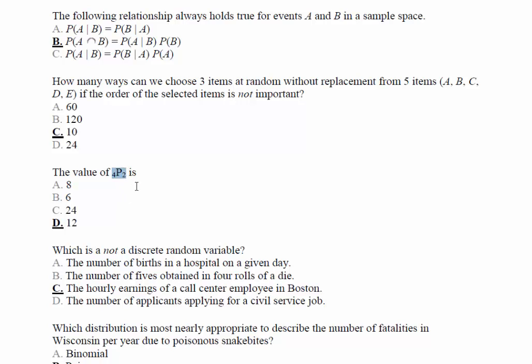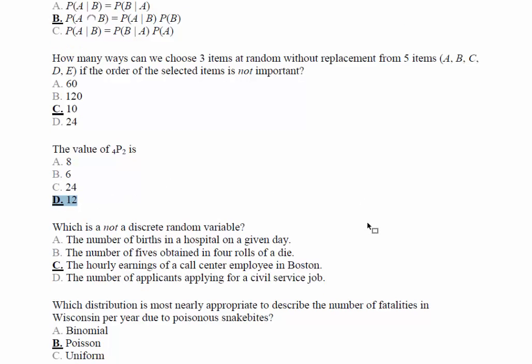This one is also straight from the definition, P(4,2). That is, you choose 2 items from a total of 4, and the order is important, because that's a permutation. You carry out that calculation: n factorial divided by (n minus r) factorial, or 4 factorial over 2 factorial. That is 12. So D is the correct answer. Okay.